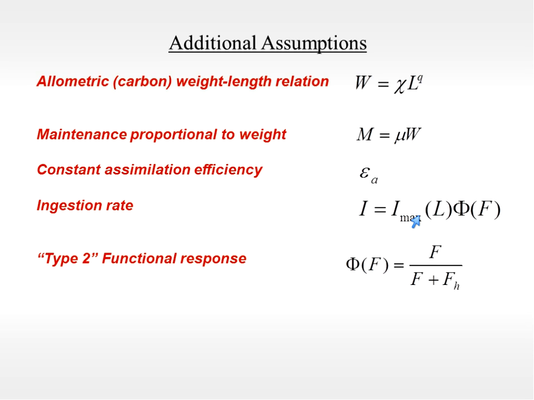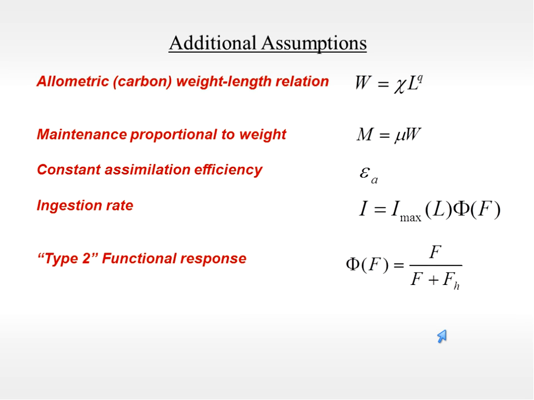For those of you who have familiarity with standard ecological jargon, we can go further and assume that if F is a measure of food density, there is a type 2 functional response, sometimes called the Holling type 2 functional response, or the disc equation, of the form F over F plus a half saturation constant. This equation with slightly different notation is also widely used by Kooijman.